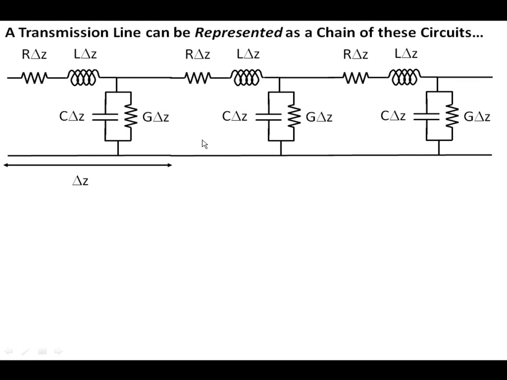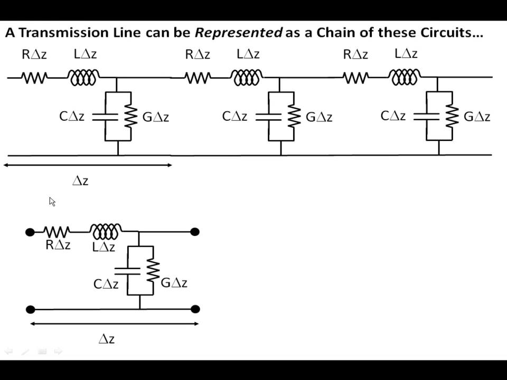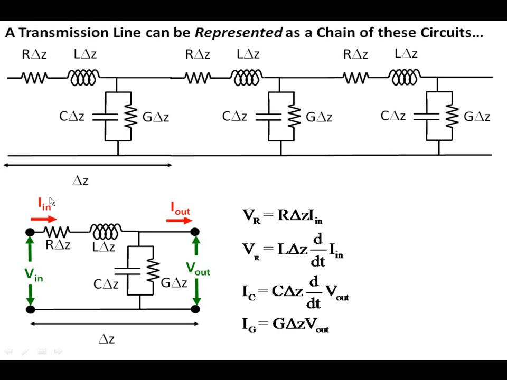So what we do is we represent a transmission line not just as one of these circuits, but as a chain of these circuits. We have a whole bunch of these circuits strung together, each of length delta z, as you can see in the diagram here. We basically want to solve this, and we can solve for V in and V out using our standard circuit equations. We can also solve for I in and I out of one piece of this using our standard circuit equations.